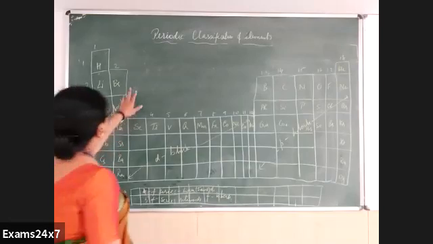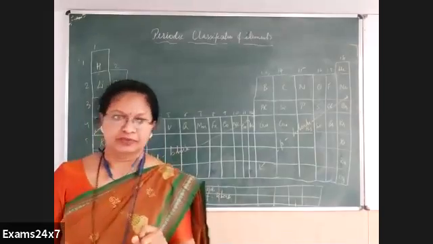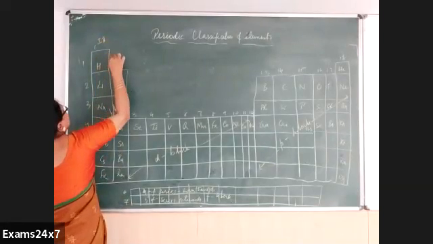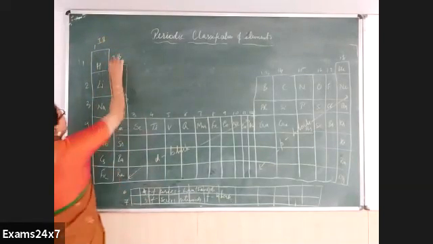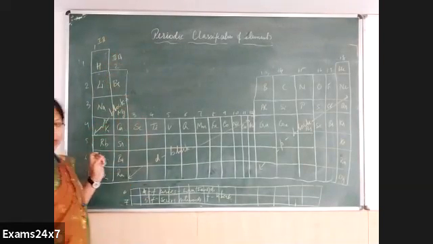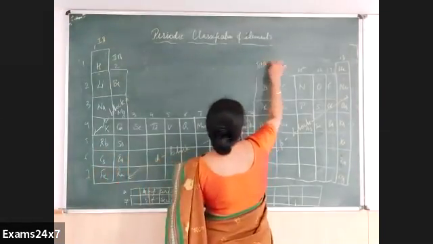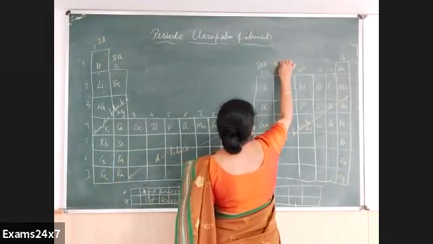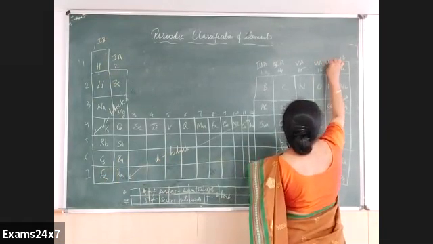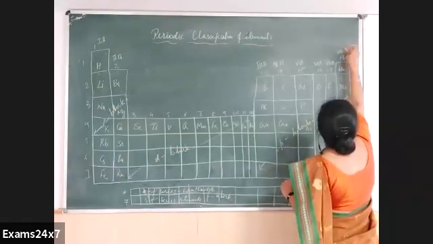Along with that, you need to understand the way of numbering these groups in the Roman number system. Groups are numbered in the Roman number system. This will be 1A, 1B, 2A. Where is 3A? 3A is the 13th group. Here it follows: 3A, 4A, 5A, 6A, 7A, and 8A.